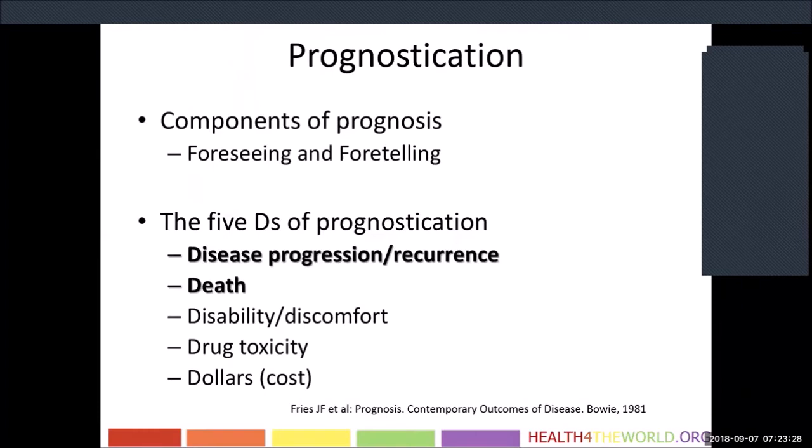So thinking about prognostication, what are going to be the components of prognosis? What is the family asking you for? They're asking you to foresee and foretell the future, which is incredibly hard. It's a big, daunting task. So I want to break this down a little bit, because this is going to be very important when you are talking about end-of-life care.